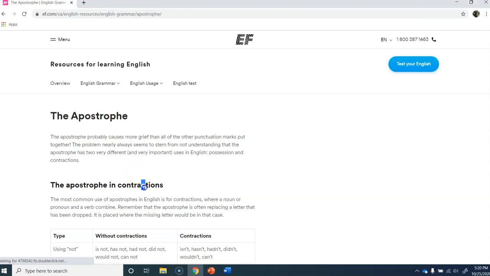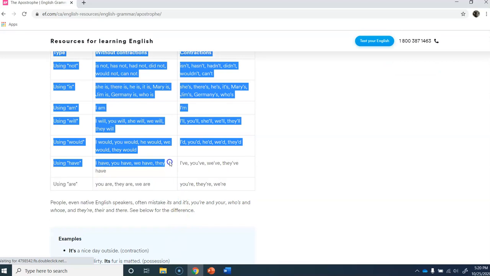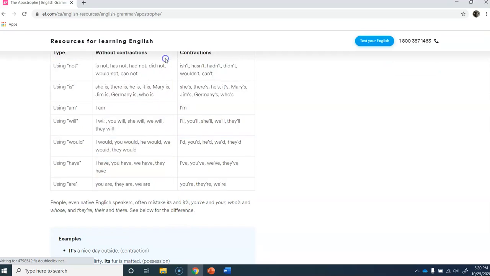So a contraction is just a fancy grammatical way of saying that you're going to jam 2 words together. So when we're using not, is, am, will, would, have, and are, oftentimes we jam those words with other words and form a contraction. When we're writing, we put an apostrophe in to show that we're leaving out some letters. Okay? So for example, if I were to say is not and contract it, I would say isn't. And the apostrophe stands in for the missing O. Has not, hasn't. Had not, hadn't.